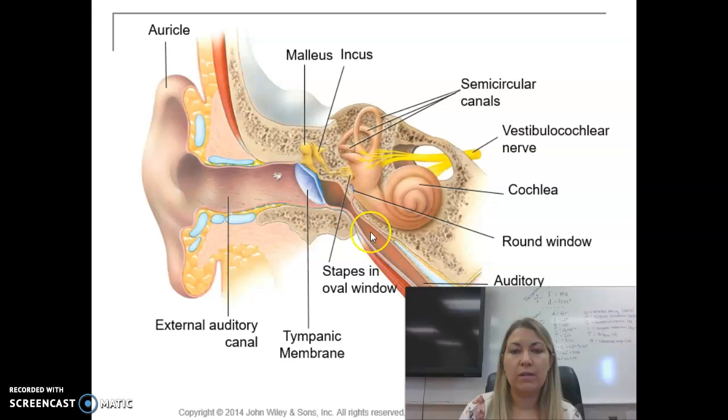You can also see at the bottom here this auditory or eustachian tube and how it can be very narrow. So if we get any type of infection in this region, it can really cause a lot of ear infections. And repeated ear infections are usually treated by widening this tube so that any fluid can just drain.